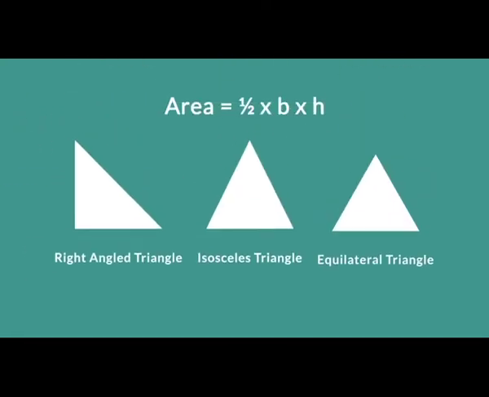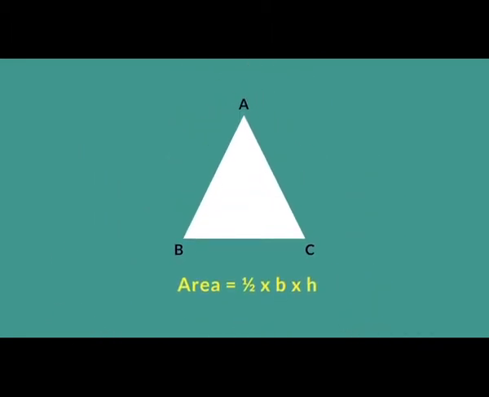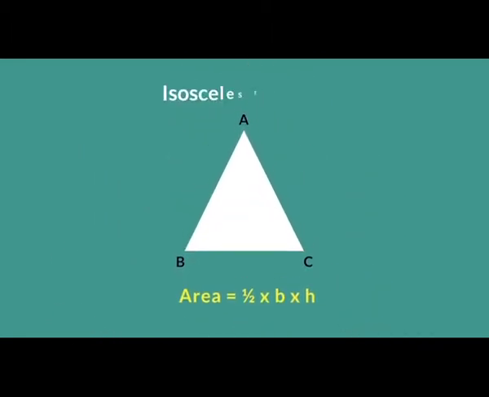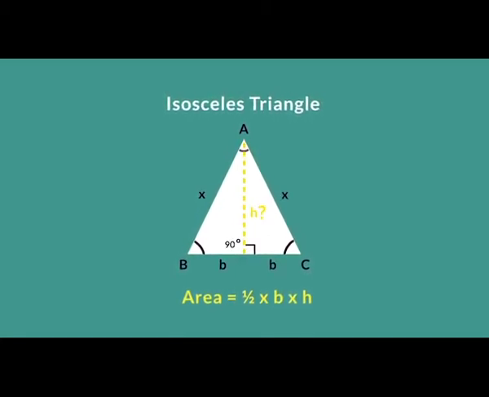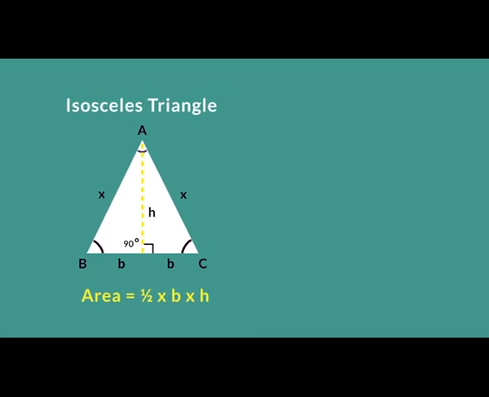This formula stays the same for all triangles. However, to make it work for triangles which are not right-angled, like this isosceles triangle, you'll first need to find the triangle's perpendicular height. This can usually be done by using the Theorem of Pythagoras. b squared plus h squared equals x squared. Let's see how this works.